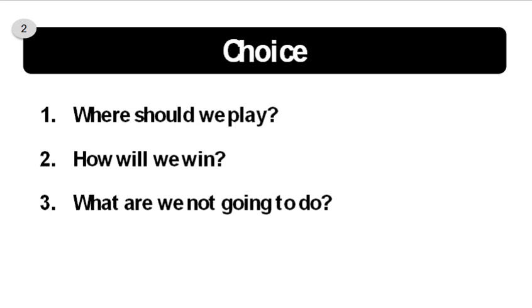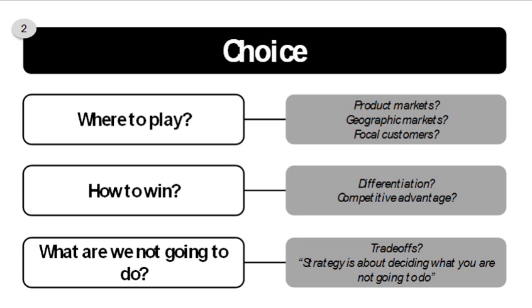And then the third question you want to ask yourself under the choice umbrella is, what are we not going to do? So as a result of the key choices we make about where we're going to play and how we're going to win, what are the things that might be tempting for us to do, or we might have even done in the past, that we're going to choose not to do? And one of the great intellectuals around strategy, Michael Porter from the Harvard Business School, says that that's the most important strategic question you can answer, because it helps you really define your business clearly by deciding what you're not going to do.